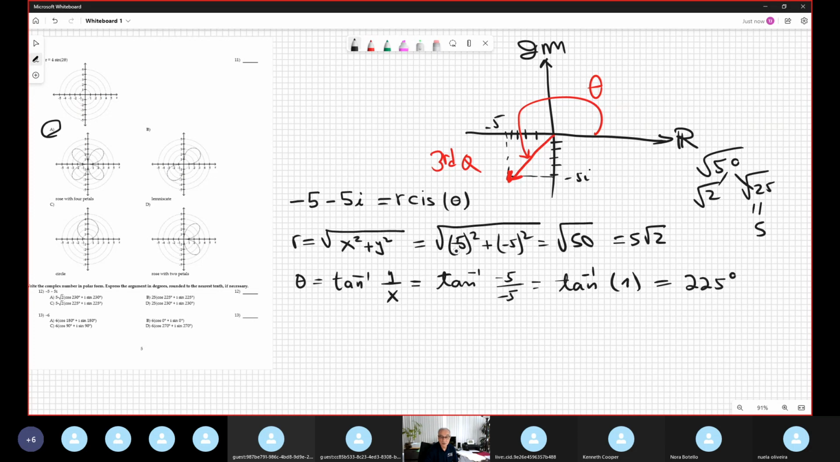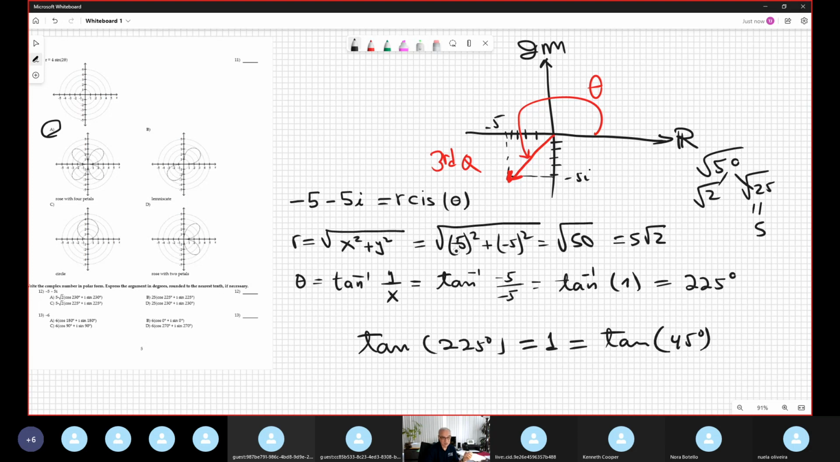225 degrees, because I know tangent of 225 degrees is 1, and it's also equal to tangent of 45 degrees. This is a couple of angles that have the same tangent value. But it's important to identify the position of the complex number to understand which quadrant and which angle you select, the first quadrant or the third quadrant.